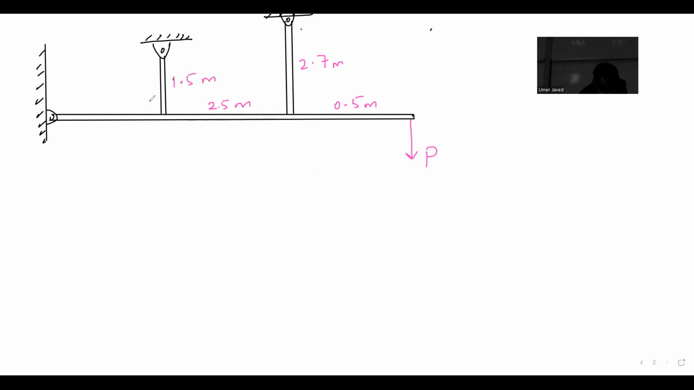Okay, 1.5 meter. This is 2 meter. Is this clear? 2 meter, 2.5 meter, 0.5 meter, 1.5 meter, 2.7 meter. Okay, there is one thing that I want to mention. This is a rigid beam, okay?